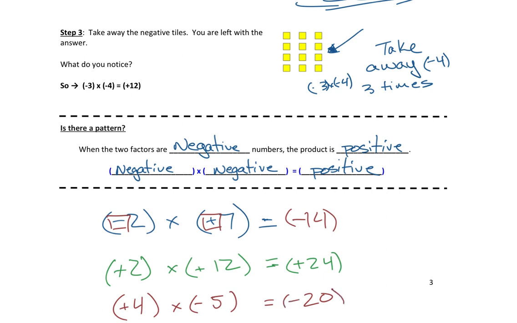And then as just one more example, if I had negative 3 times negative 6, okay, 3 times 6 is 18, and a negative times a negative gives me a positive. And really, that's all you have to think about when doing these types of questions.